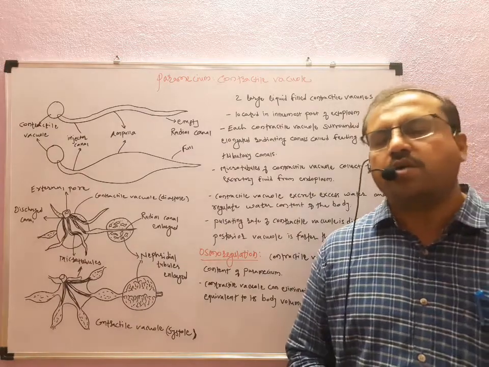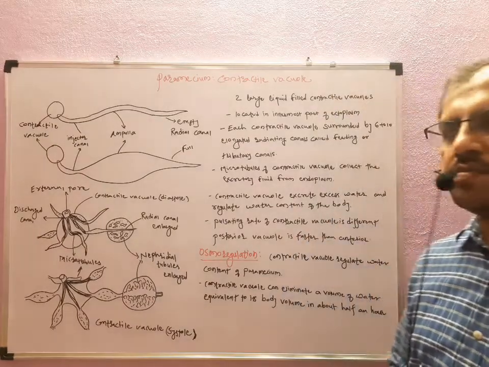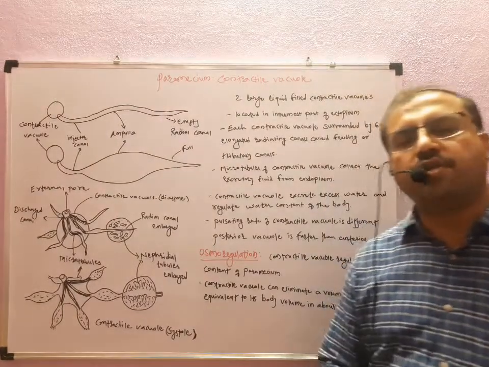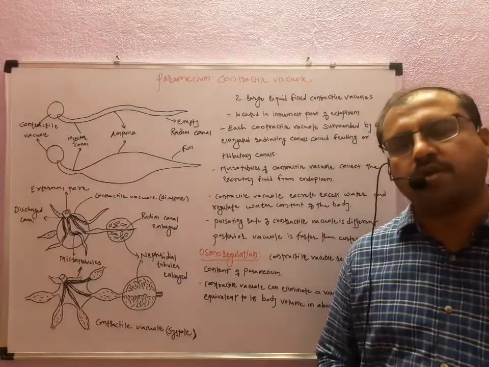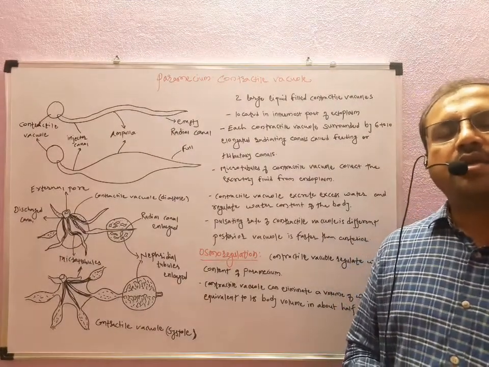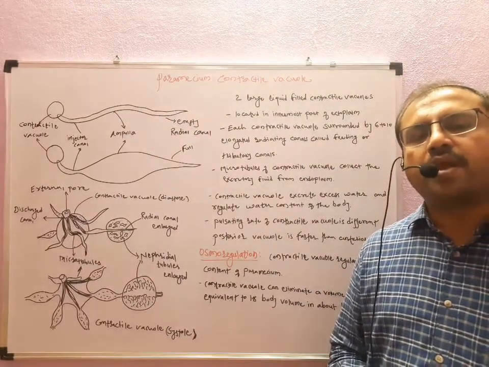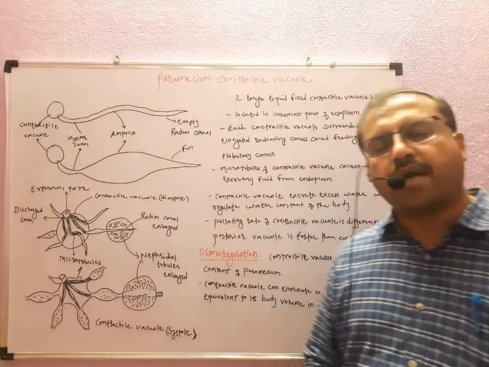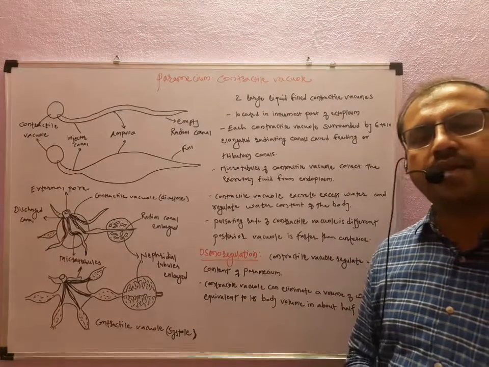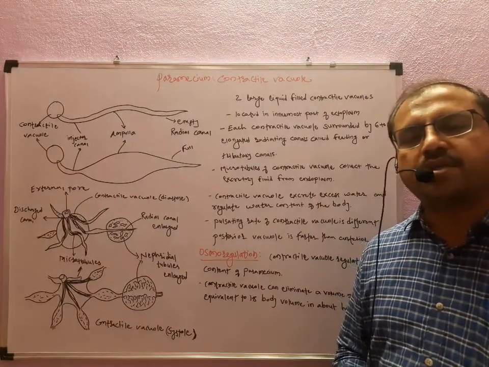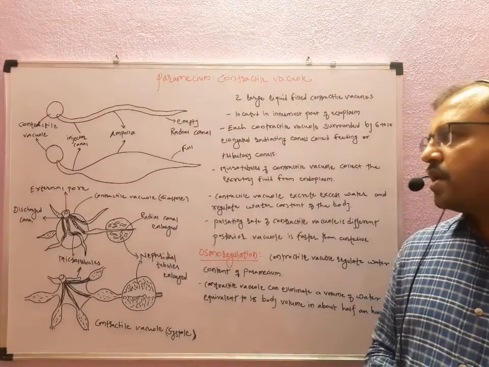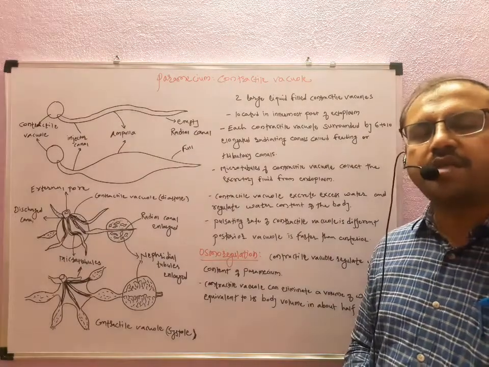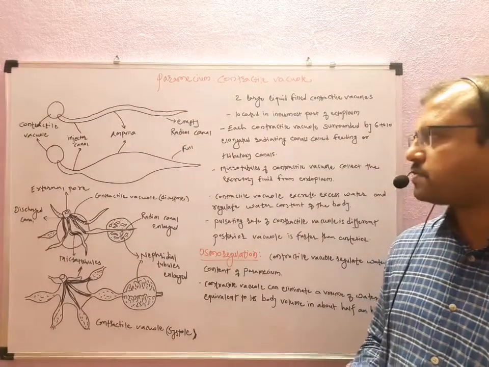Let's start with the contractile vacuoles in paramecium. As you know, paramecium is a freshwater unicellular eukaryotic protozoan. It has a slipper-like structure, and there are two contractile vacuoles present in paramecium. One is present on the anterior side and the second one is present on the posterior side. So here I have drawn the diagrams about contractile vacuoles as well as radiating canals.